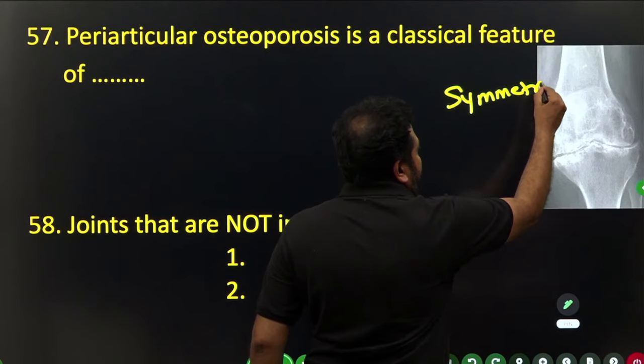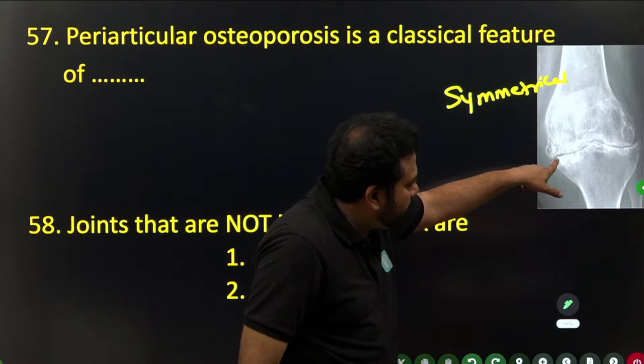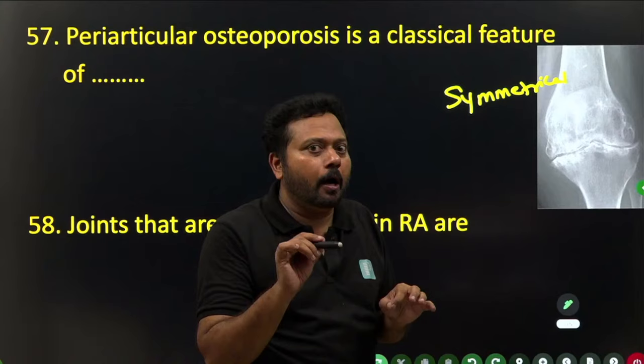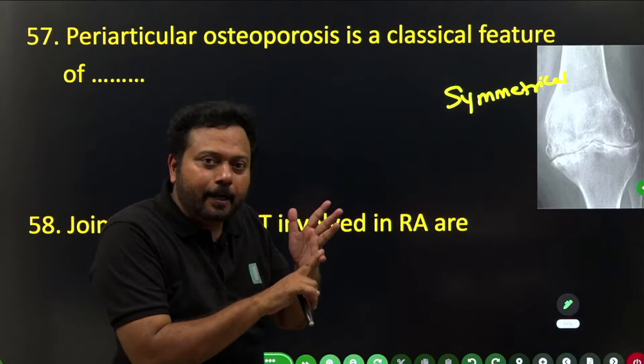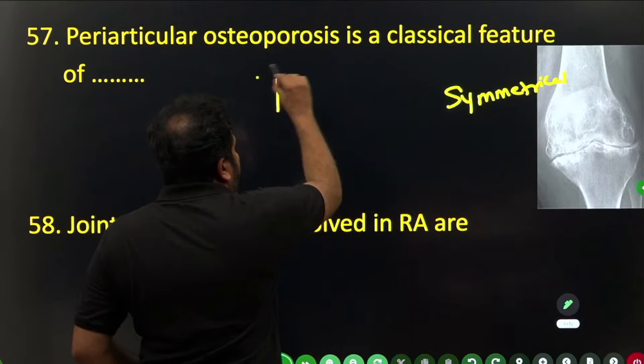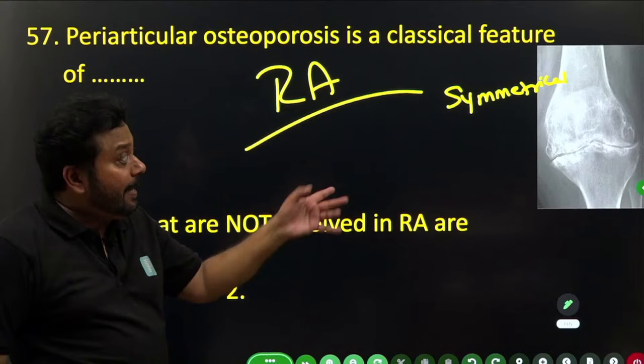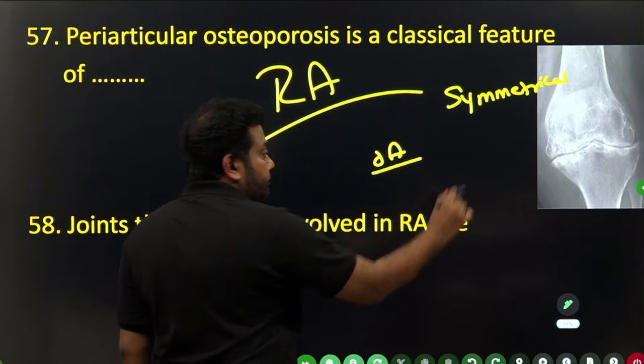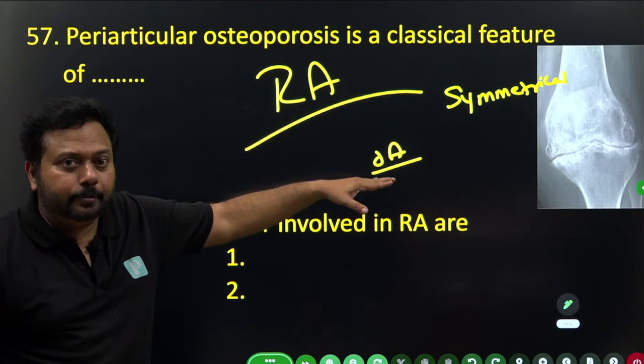Second thing, articular means joint area; around the articular area there is osteopenia or osteoporosis, periarticular osteoporosis. The only diagnosis for symmetrical joint space narrowing with periarticular osteoporosis is rheumatoid arthritis. The other way around, asymmetrical joint space narrowing, the diagnosis is osteoarthritis. That's the only difference radiologically.